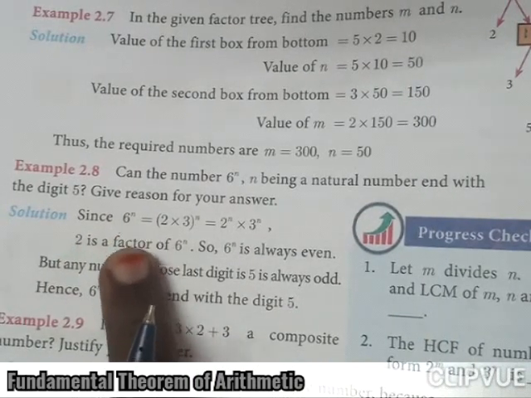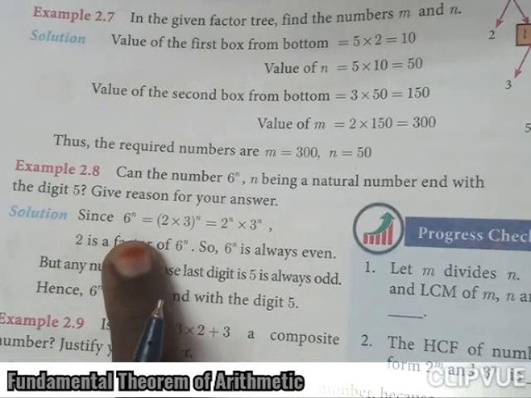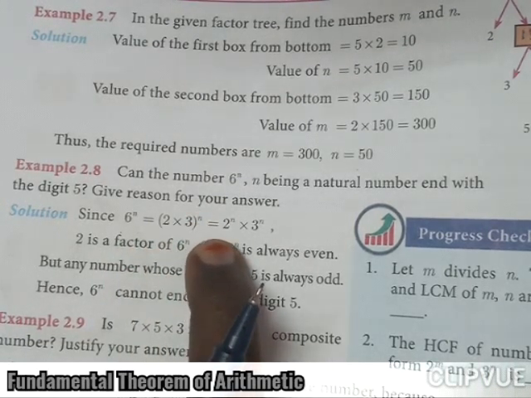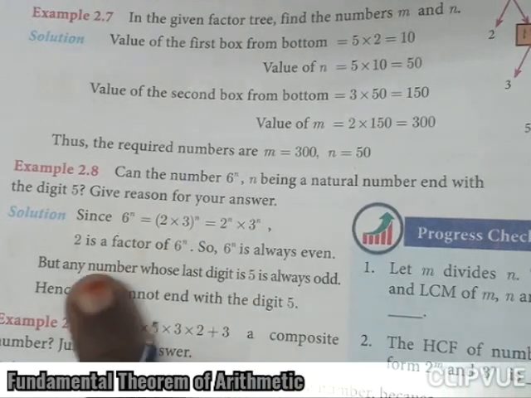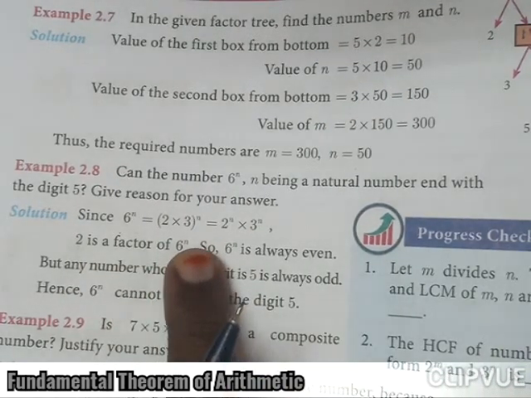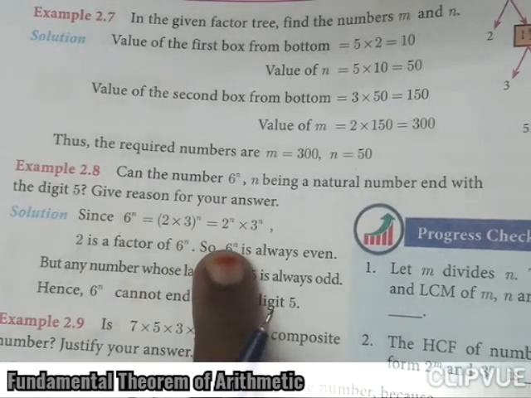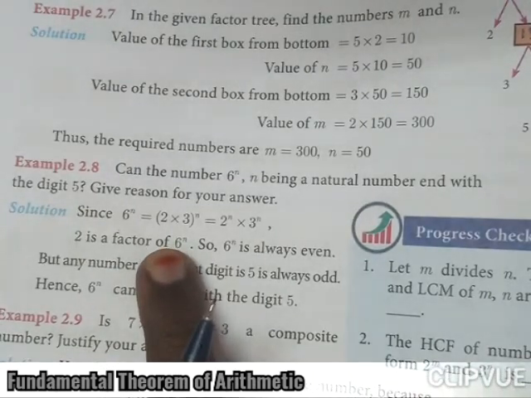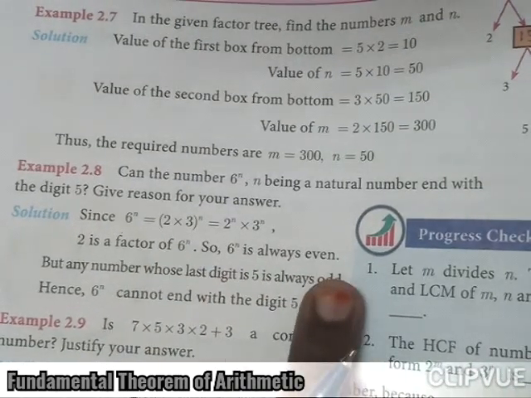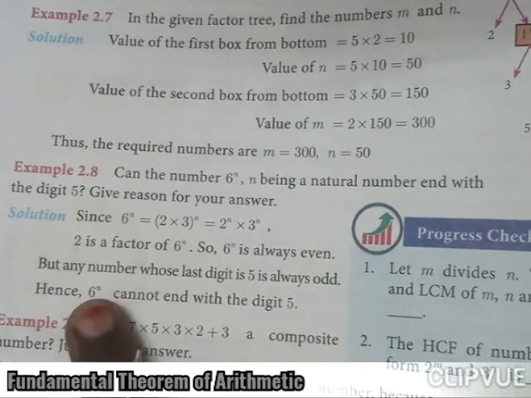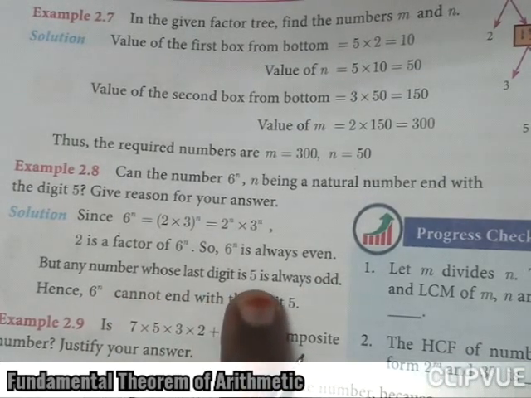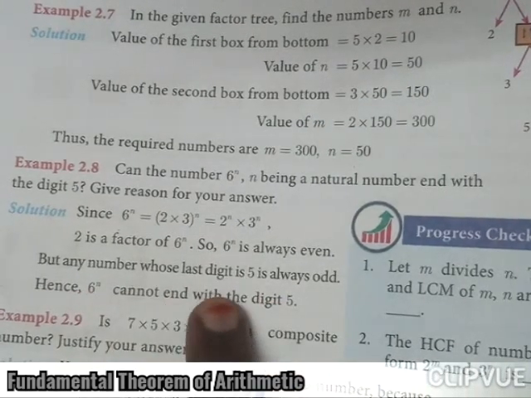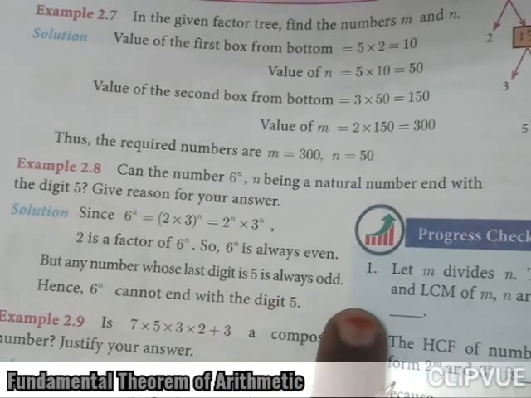Solution: 6 power n. This 6 can be expressed as 2 into 3 whole power n, which can be written as 2 power n into 3 power n. 2 is a factor of 6 power n, so 6 power n is always even. But any number whose last digit is 5 is always odd.